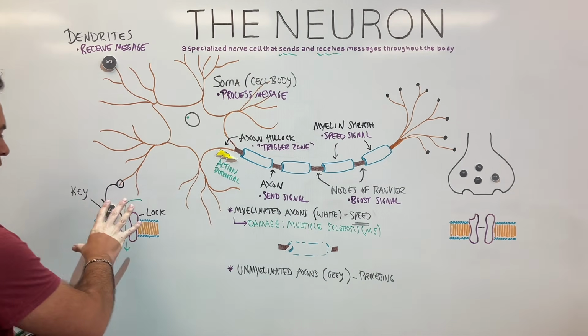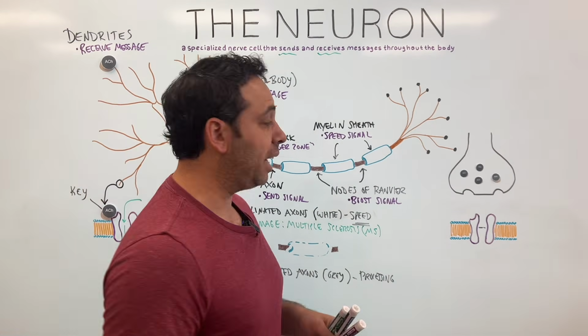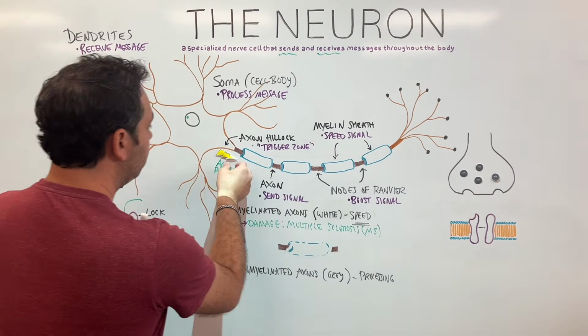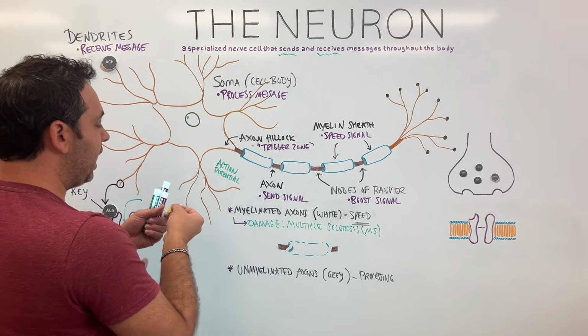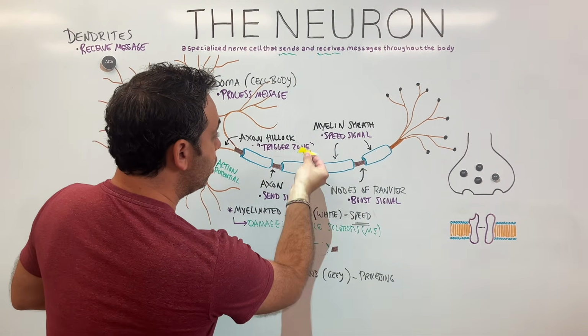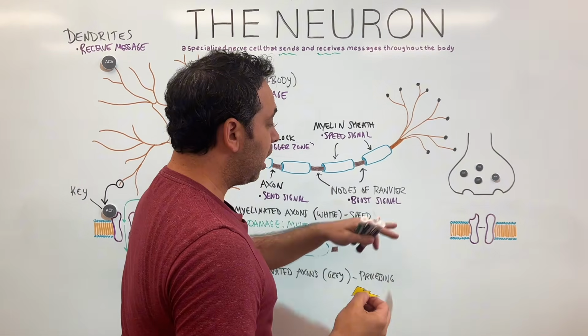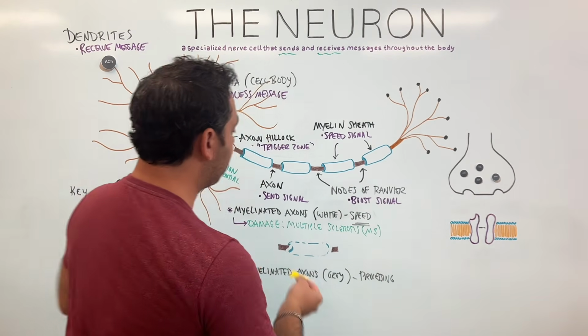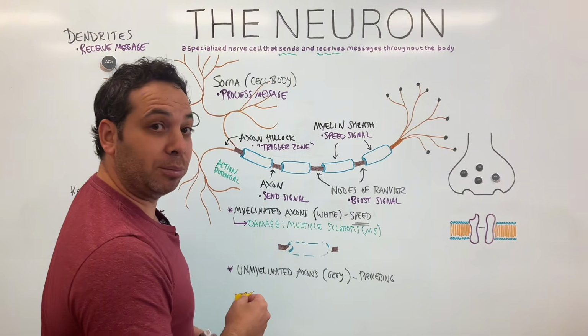You see all these receptor sites right here? Well, most of them are concentrated within these gaps. So what happens with myelinated axons is we don't just go straight through, it's kind of like jumping from node to node. Node means gap. Ranvier is the name of the scientist who discovered them. So it jumps.